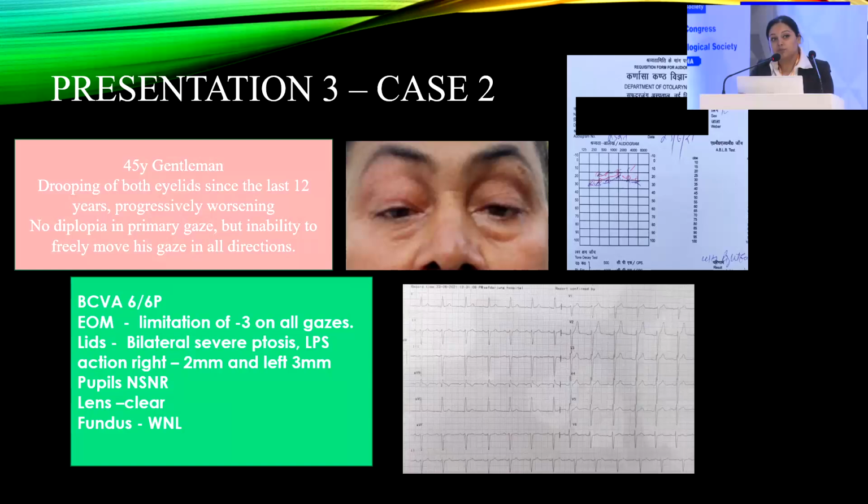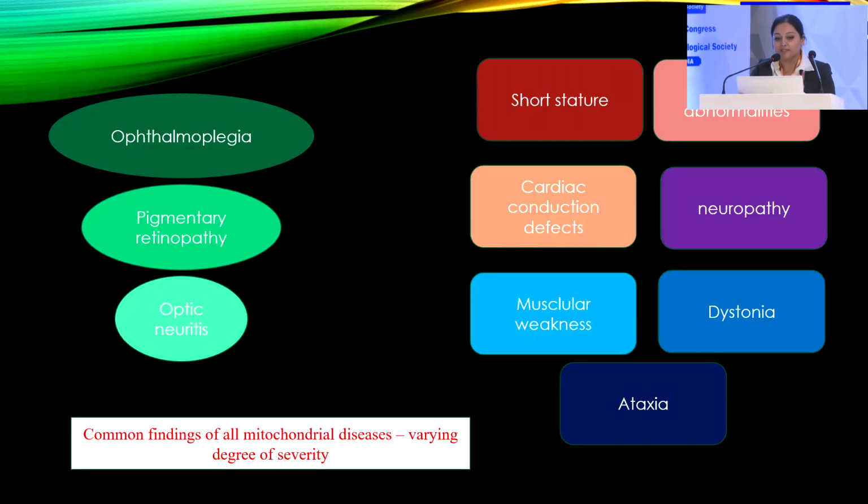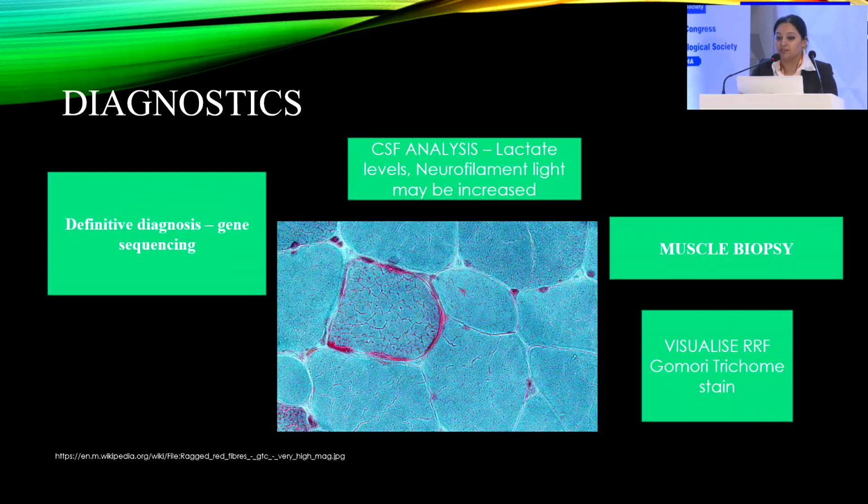The next group of 4 or 5 patients that we had in our clinic were older gentlemen and older ladies who had chronic progressive external ophthalmoplegia. Some of them had cardiac conduction defects, some of them had sensorineural hearing loss. The point here being that although the genotypic variations are so many, the phenotypic presentations of these cases are somewhat similar. They come with ophthalmoplegia, retinopathy, optic neuritis, and similar systemic presentations.